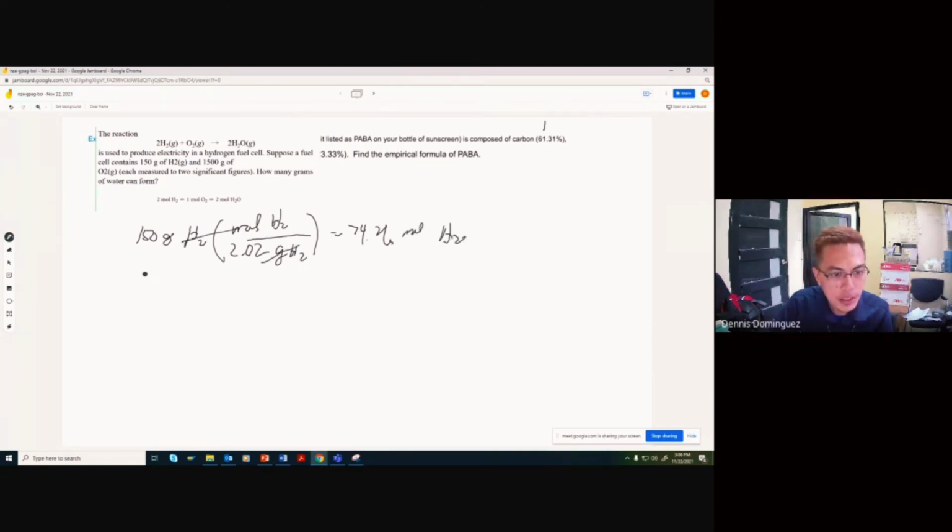For the other side, that is 1,500 grams of your O2. That is 32 grams of your O2 per mole of your O2. So, the 32 is because O2 is used in its elemental form. So, that is 16 times 2, so it is 32. So, 1,500 divided by 32. So, you have 46.875 moles.